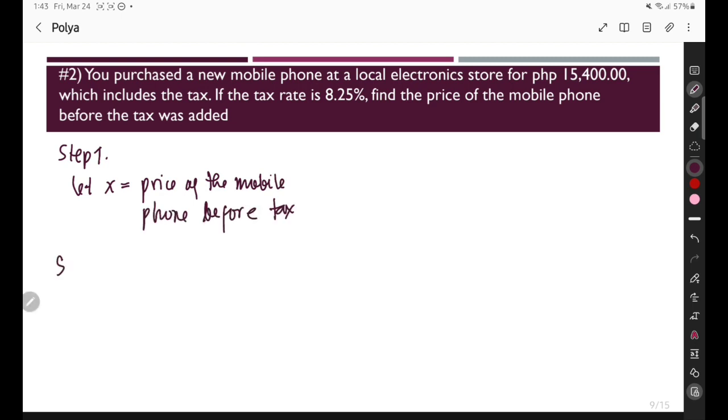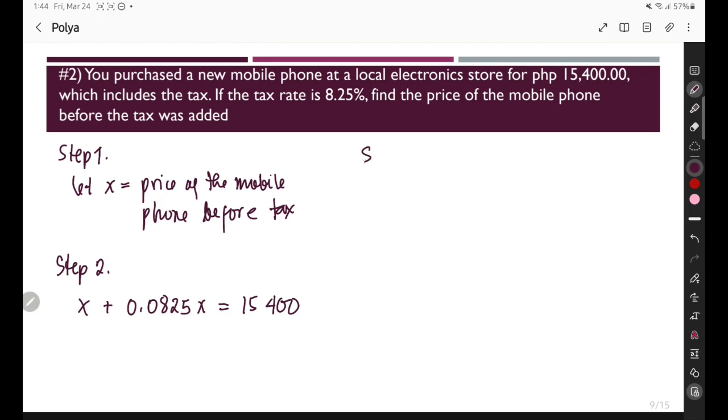Step 2 would be our equation. How do we solve for the price plus tax? That's the price of the phone plus the tax of the phone. So we get 0.0825 of the original price, and then amounting to 15,400. So this is now our equation.